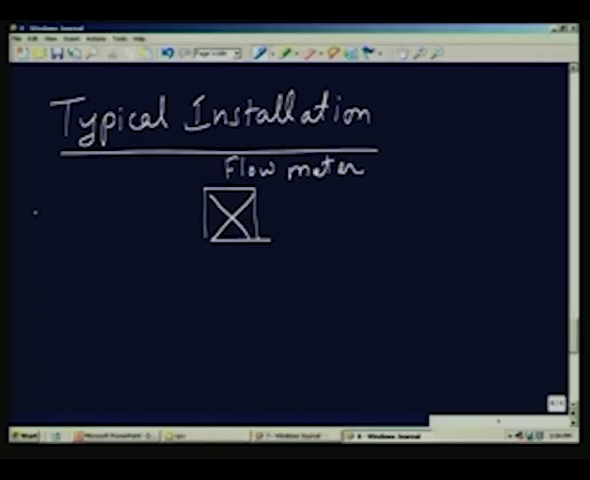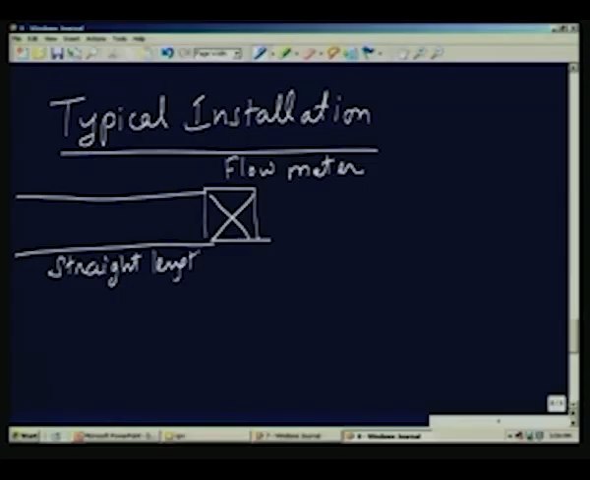It requires a straight length of tube upstream of the flow meter, very important. It requires a certain length of the pipe which should be straight. I cannot have a corner or a bend in the pipe, because when there is a bend, the flow becomes somewhat disturbed from its parallel type of flow arrangement.